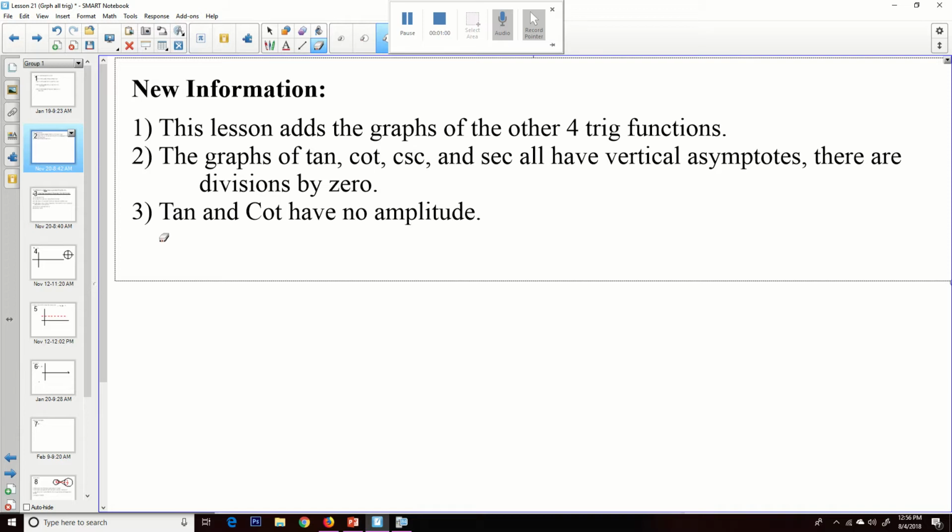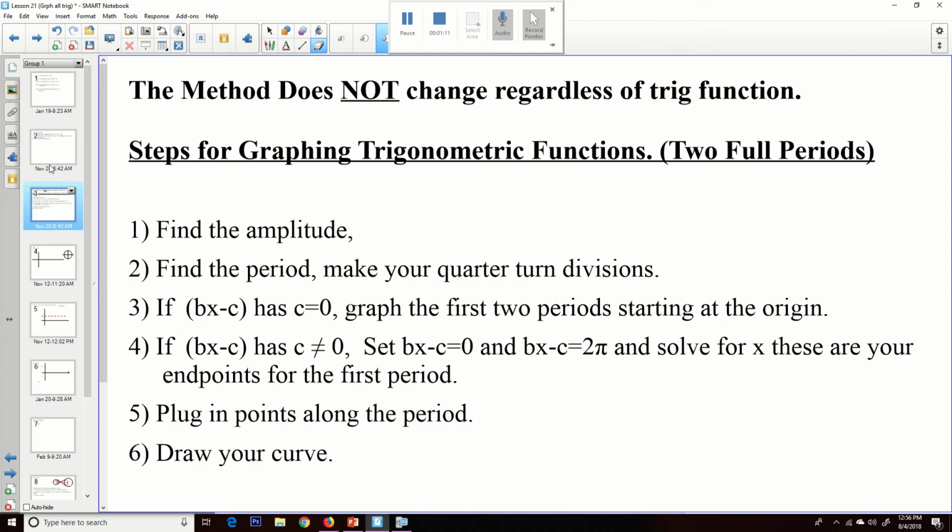Secant and cosecant technically don't have an amplitude either, but we are going to use that same process to find maximums and minimums again. So the good news is we're not changing our method. The method that we learned in the last lesson is going to be exactly the same as the method that we're using in this lesson. We just have some different functions that have a little bit different shapes.